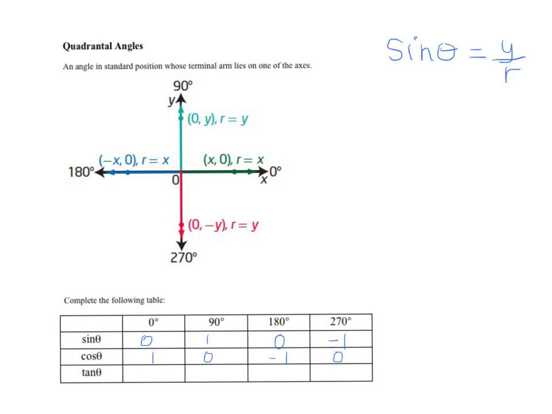Tangent of 0. 0, because it's 0 divided by x, right? Which is just 0. What about 90? It's undefined, right. Why is it undefined? Because you're dividing by 0, and you can't divide by 0. So we say that it's undefined. And for 180? 0. And for 270? Undefined again.